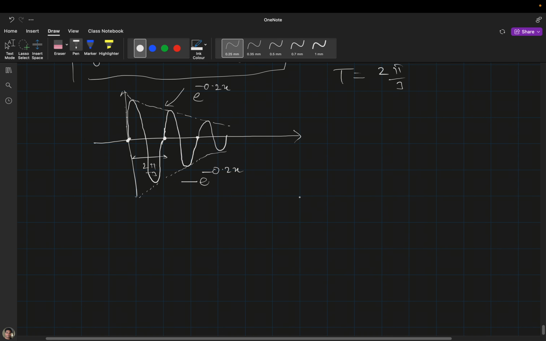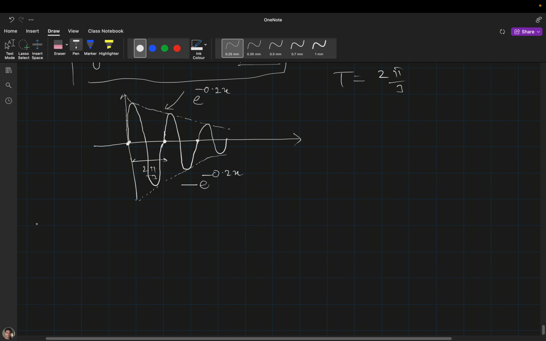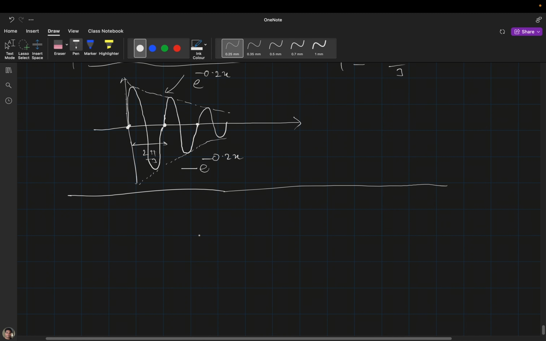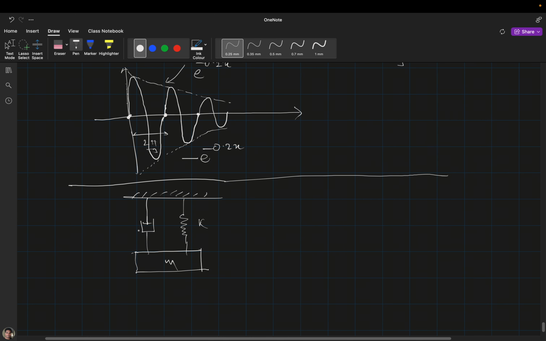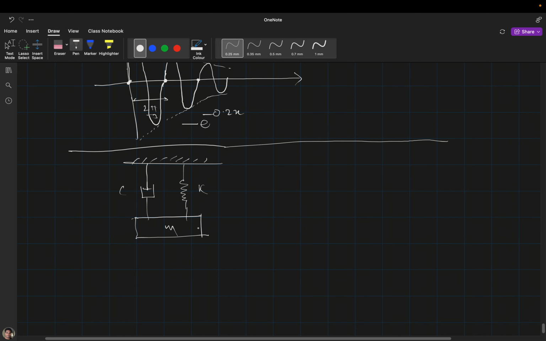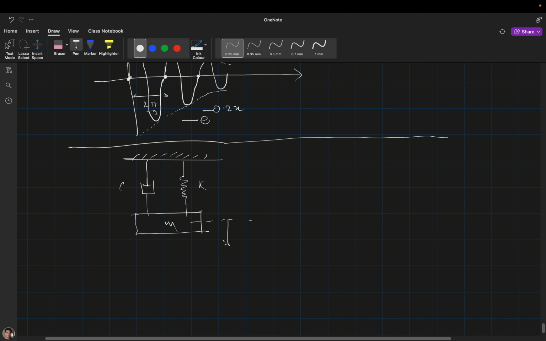So there is an application in the case of vibration problems. Suppose you have a ceiling. Now there is a damper, and there is a spring, and there is a mass m. The spring constant is k and the damping coefficient is c. And I am measuring all the displacement from this direction.